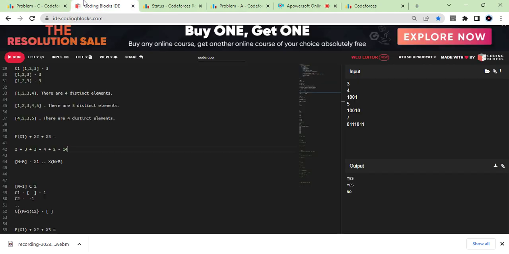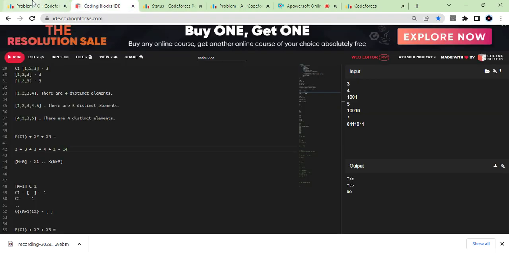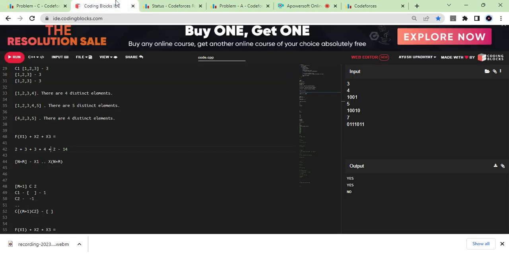Answer is 13. How is it possible? 4 plus 4 plus 6, 14. But I think there's an issue. How many times is 1 occurring? 1 is occurring two times. Okay, how many times is 2 occurring? 3 times. 3 is occurring 3 times. 4 is occurring 3 times. So why 4 times? How is it possible? It's not possible. So that's why the answer is 13. Okay, but that's the thing.